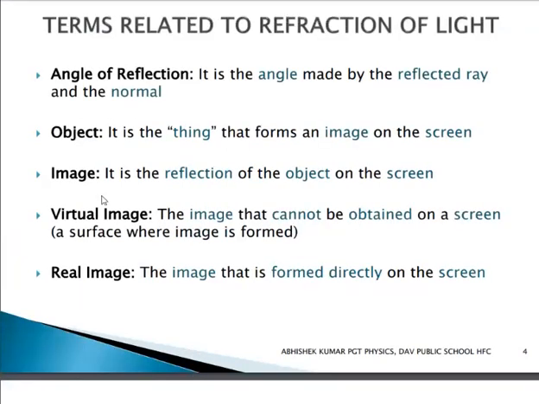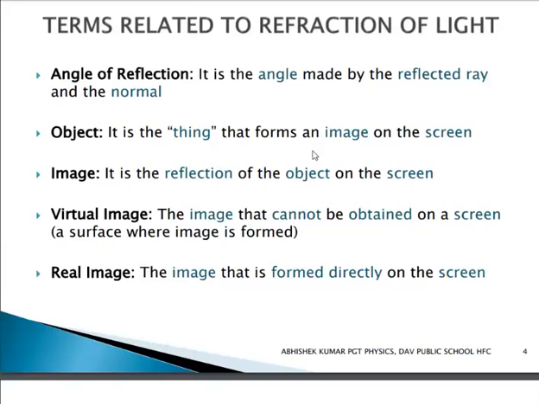Now, next part: so far we have learned about the object. What is an object? An object is the thing that forms an image on the screen when it is illuminated or exposed to light. Now, what is an image? It is the reflection of the object on the screen that is called an image. You can even say that the projection of a real object on the screen is called an image.